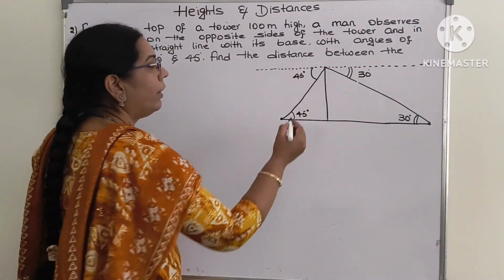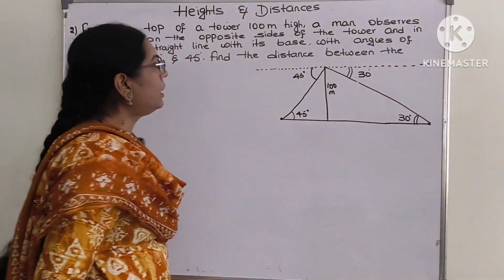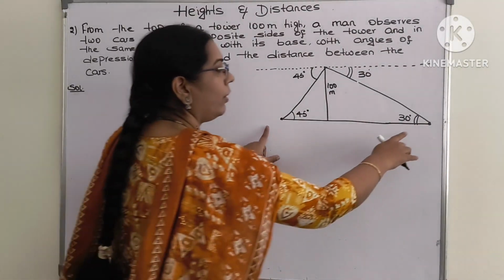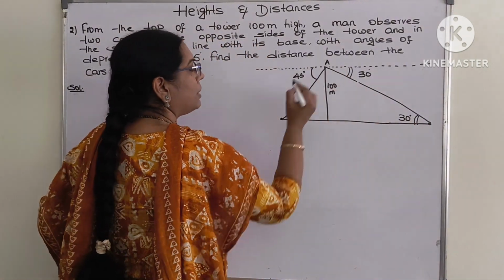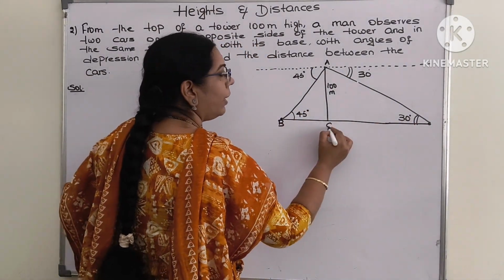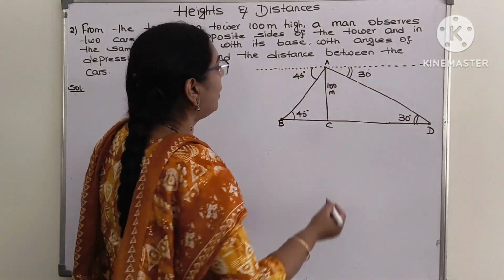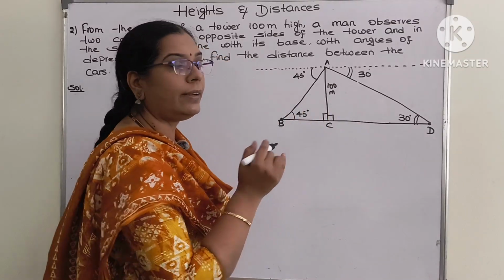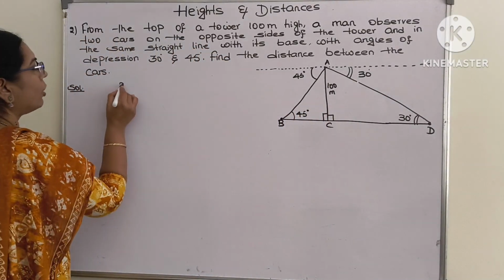And one more we have to write. This is 100 meters. What is it that we have to find? Find the distance between the cars. So we have to find the distance between these 2 points. So let me give some names A, B, C and so on. A, B, C, D. Okay. Since this is a tower, it will be perpendicular to the ground. We have to write triangles. Let me take the first triangle and solve.